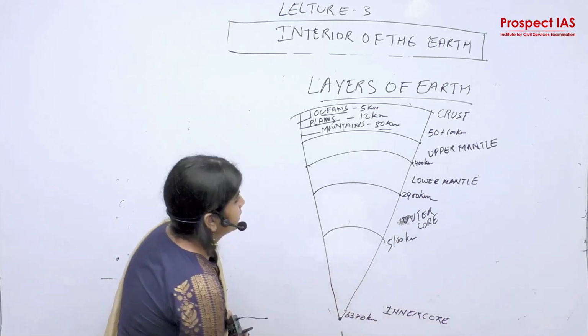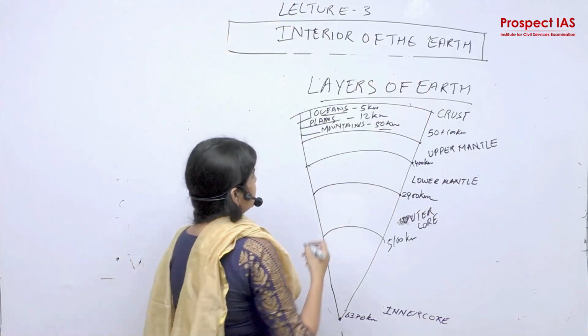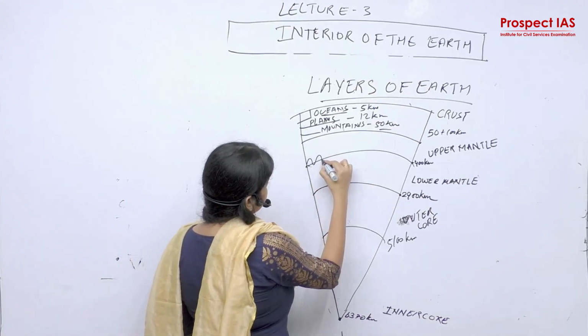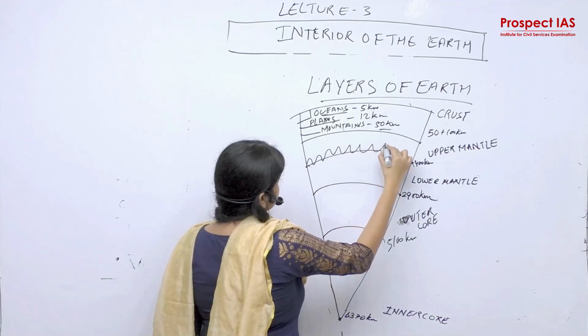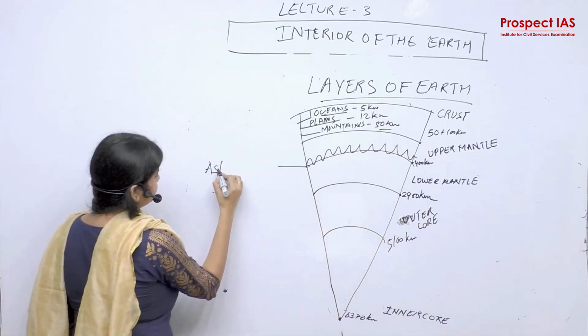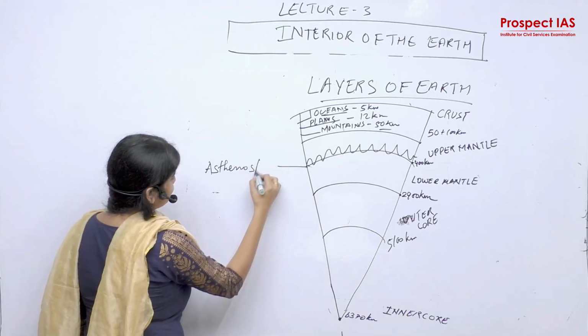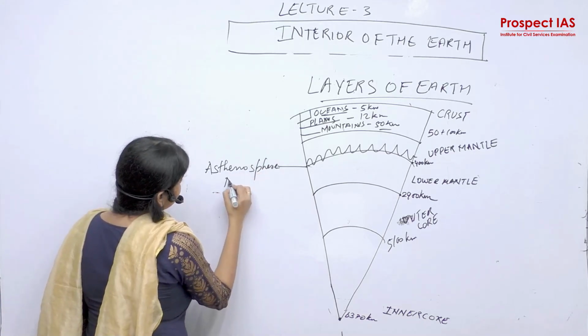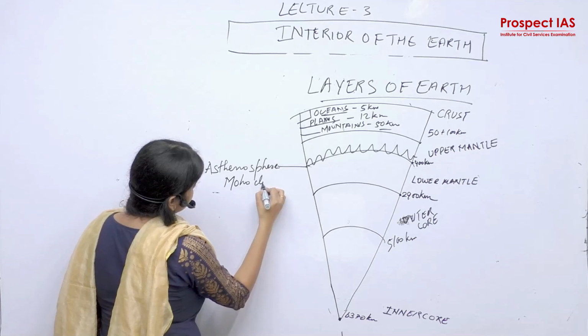Okay, so what are the compositions? Here it is asthenosphere in the upper mantle zone. And here, it is Moho discontinuity.